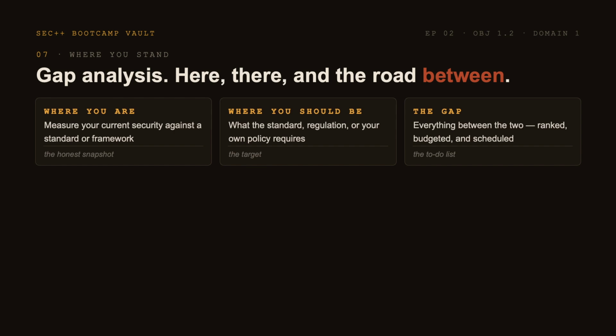Gap analysis is exactly what it sounds like. Step 1. Take an honest snapshot of where your security is today, measured against some standard. Step 2. Define where you are supposed to be, based on a framework, a regulation, or your own policy. Step 3. The gap is everything in between, turned into a ranked to-do list with budgets and dates. If an exam question talks about comparing the current state to a desired state, the answer is gap analysis.